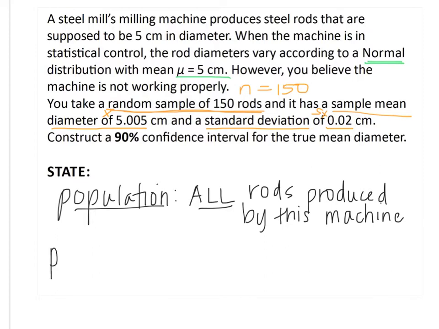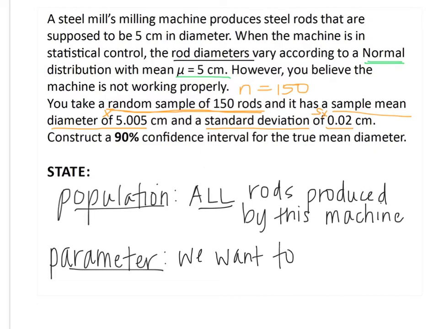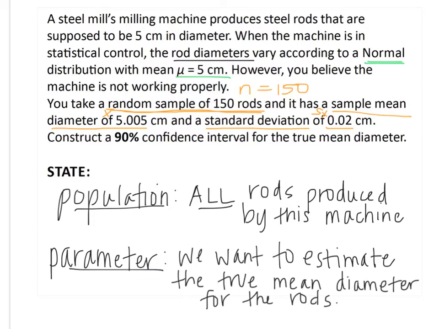The parameter is the what are we measuring about the rods? Well, if we look back at the problem, we're looking at the rod diameters. So the parameter we want to estimate is the true average diameter for each rod. So population is the who, it's all rods produced by this machine. The parameter is the what are we measuring, and we want to estimate the true mean diameter for the rods.